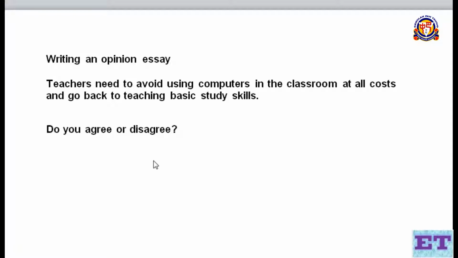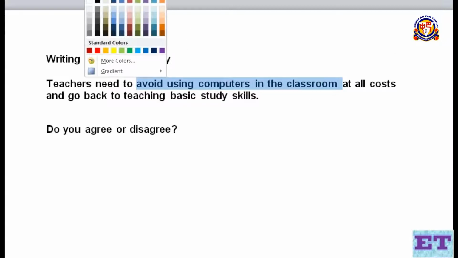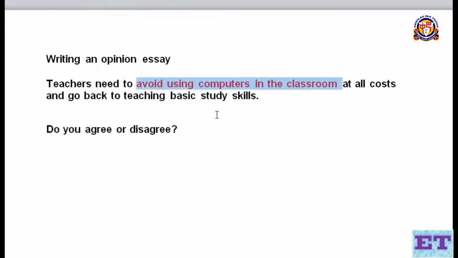So how do we do that? First, let's identify what's the key case here in this statement. So here I found the key case is avoid using computers in the classroom. So let me color it. Avoid using computer in a classroom. And the second case is go back to basic study skills. Go back to basic study skills, right?